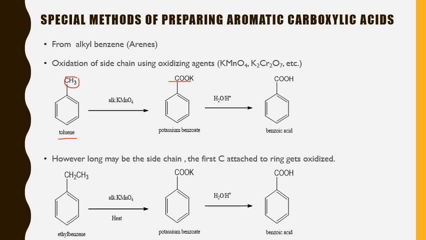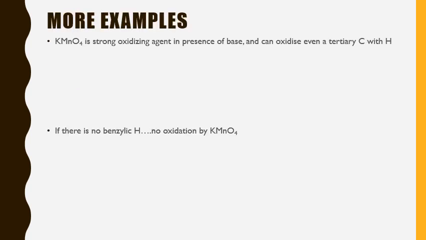Even if you have a structure like this where you have n number of carbons, whatever it may be, it will just oxidize this first carbon, that's it. The rest is not bothered. However long the chain, the carboxylic acid will be formed only at the first carbon. I hope you are clear with this. However long the chain may be, only the first carbon which is attached to the benzene will be oxidized and converted into COOH. But for how long?